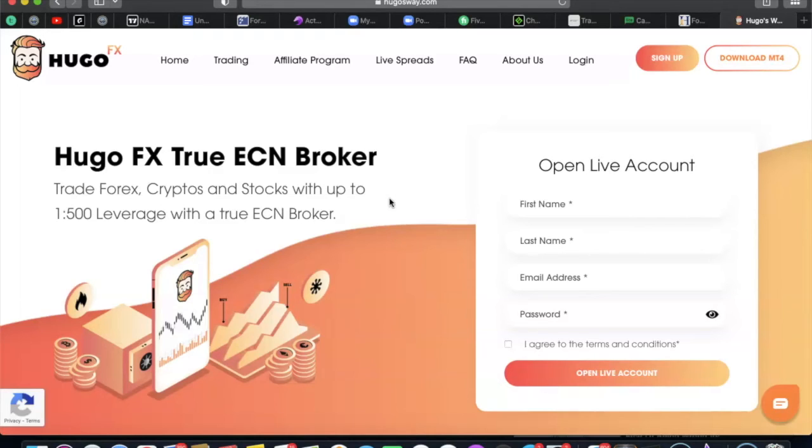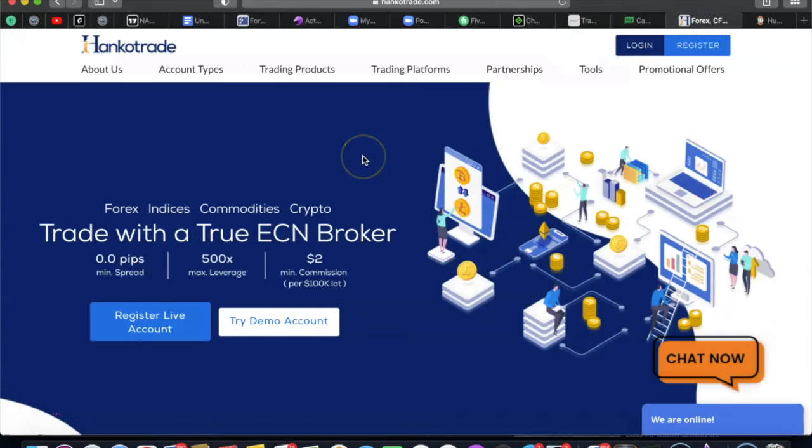So when you're trading, they say that you should be risking like 1 to 3% of your account. That's my personal opinion, and I think that's extremely smart. So you can either go with Hugo's Way, that's the one that I personally use, or you can use Henko Trade. It's 100% up to you what you want to use.